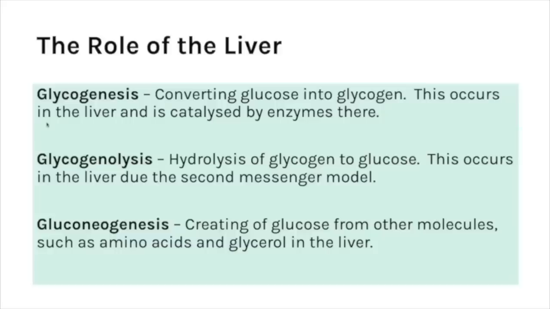The liver is involved in all 3 of these processes. Glycogenesis is when glucose is converted to glycogen, and this occurs in the liver and is catalyzed by the enzymes there. Glycogenolysis, the lysis of glycogen is the splitting or hydrolysis. And again, this happens in the liver, and this is due to the enzymes involved in the second messenger model. Gluconeogenesis is creating glucose from other molecules, so the amino acids and glycerol, and again this happens in the liver due to the enzymes found there.